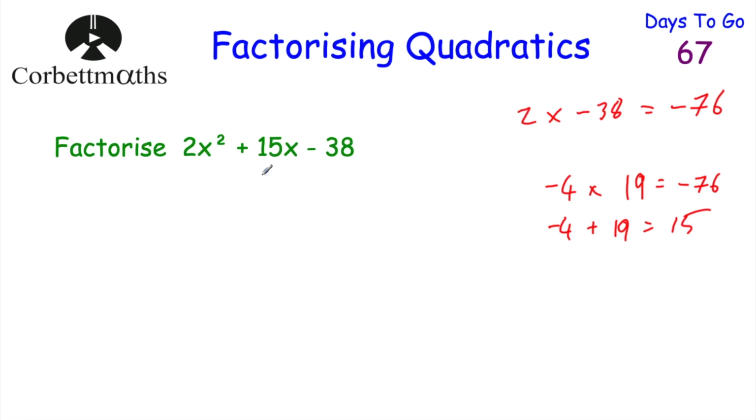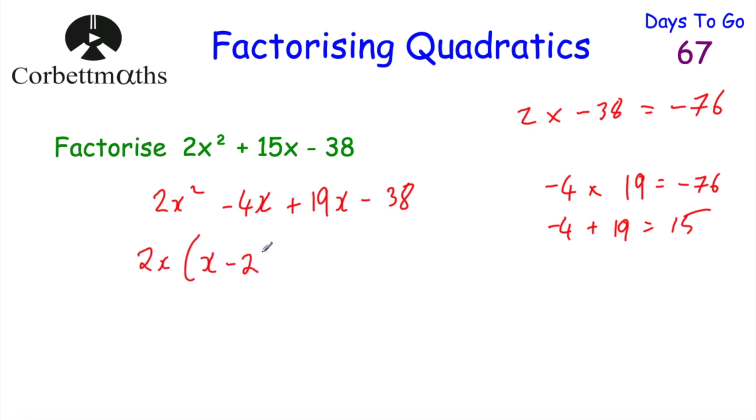So now let's write this down. Let's split the middle. So we've got 2x squared minus 4x plus 19x minus 38. And as you can see, we've split the middle term into minus 4x and 19x. And then when you add them together, you get your 15x. Now we're going to factorize the first two terms, and then we're going to factorize the second two terms. So factorizing the first two terms, you can divide both of these by 2x. So you get 2x bracket, and then we'd have x minus 2, close brackets. Then we've got plus, and then you can divide both of these by 19, so we'd have 19 bracket, x minus 2, close brackets. Fantastic, we've got the same bracket, that's great.